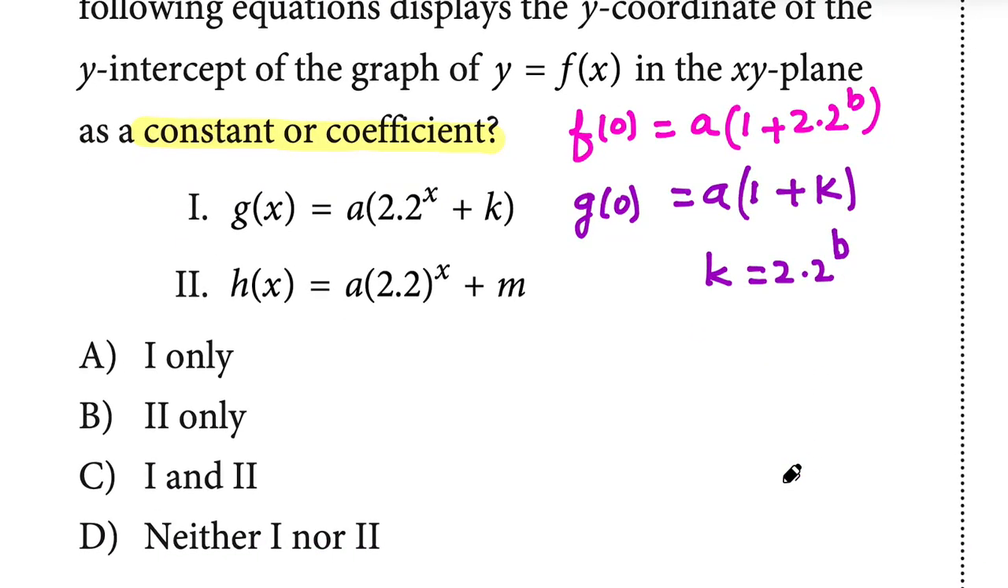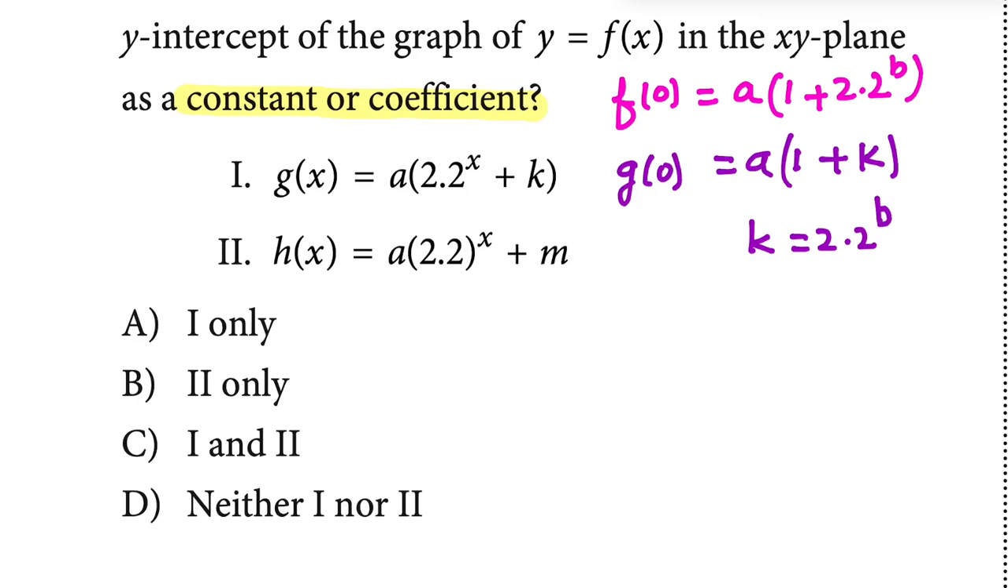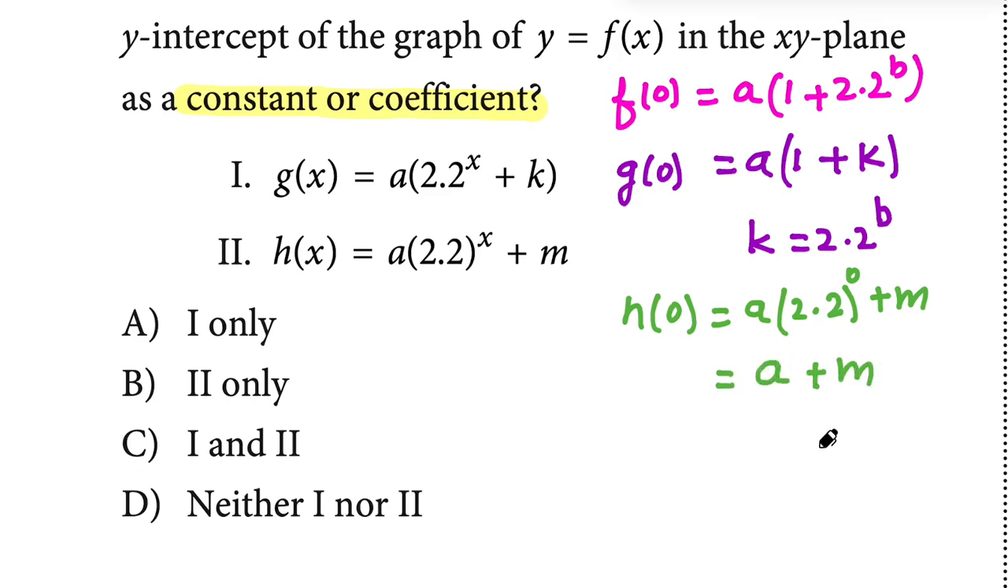Perfect. Now let's come to the third one, h(x). So h(0) is equal to a(2.2)^0 + m, so that is equal to a + m. Now if you see from here, m is equal to a(2.2)^b. Now let's stop here and talk about g(x) and h(x) independently.